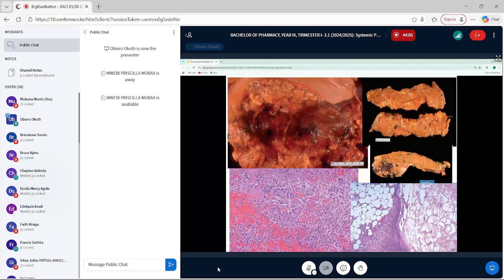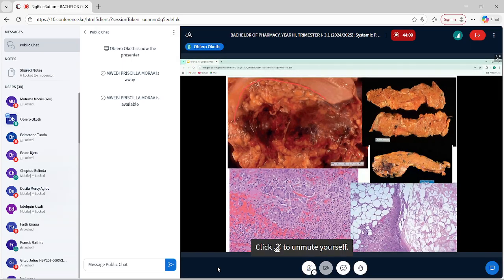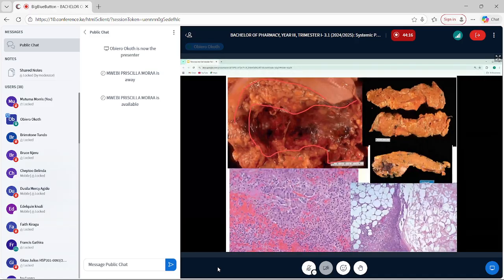This is the duodenum, and you can see a very hemorrhagic pancreas, and you can see this hemorrhage and necrosis is extending into the fat. This is a severe hemorrhagic pancreatitis. This is mild hemorrhage with necrosis. This is a severe hemorrhage with necrosis.